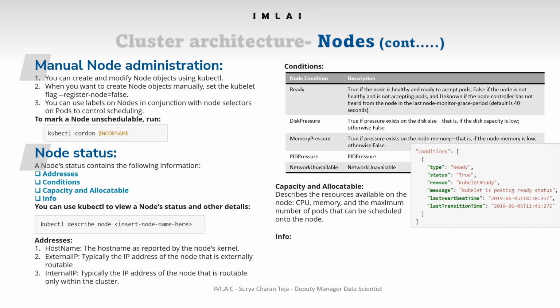Then we have info, which describes general information about the node, such as kernel version, Kubernetes version, kubelet and kube-proxy version, container runtime details, and which operating system the node uses. The kubelet gathers this information from the node and publishes it into the Kubernetes API.